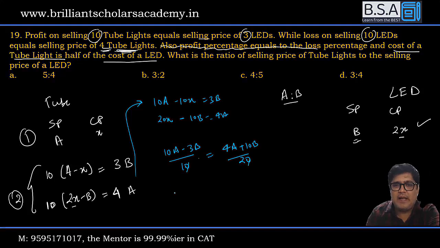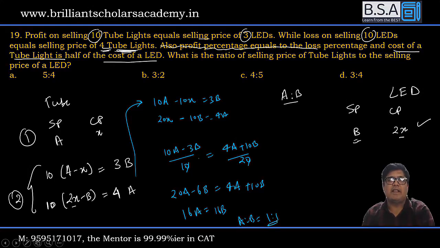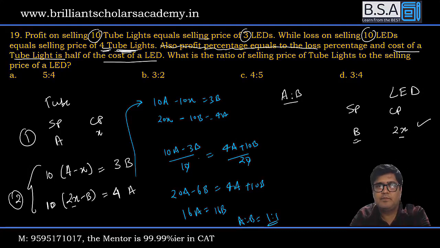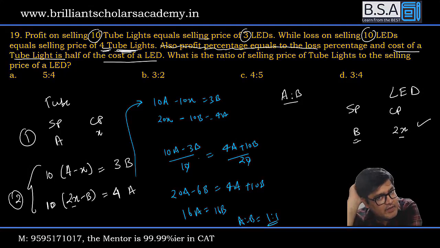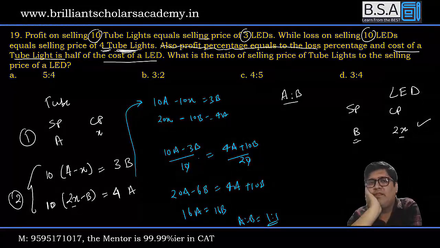Cancel, cross multiply. 20a minus 6b is equal to cross multiply 1, 4a plus 10b. Rearrange, that is 16a is equal to cross here 16b. So a upon b is 1 by 1. Verify calculation, now it is not wrong. 1 by 1. Verify calculations. 20 minus 4 is 16. 6 comes here, plus 10 is 16. This is also 1 by 1. I have made some problem in the framing.